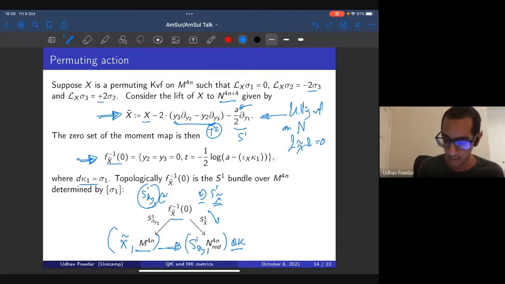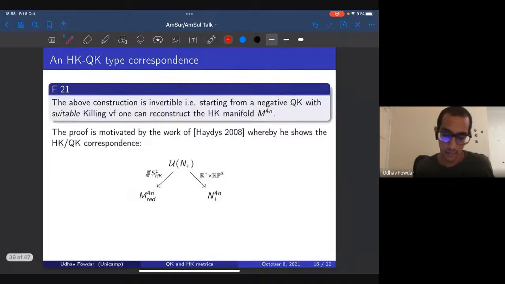Okay. Now you might wonder, can I go the other way around? If I were given a Quaternion-Kähler manifold with a certain Killing vector field, could I reproduce the hyperKähler manifold, together with another stable Killing vector field? The answer to that turns out to be yes. The theorem says that, starting from a Quaternion-Kähler manifold with a stable Killing vector field, I'm not going to say what stable means, you can invert this construction and reproduce the hyperKähler metric.